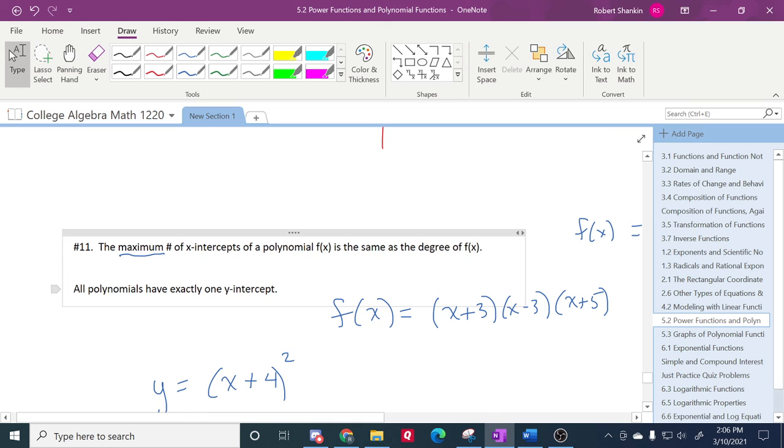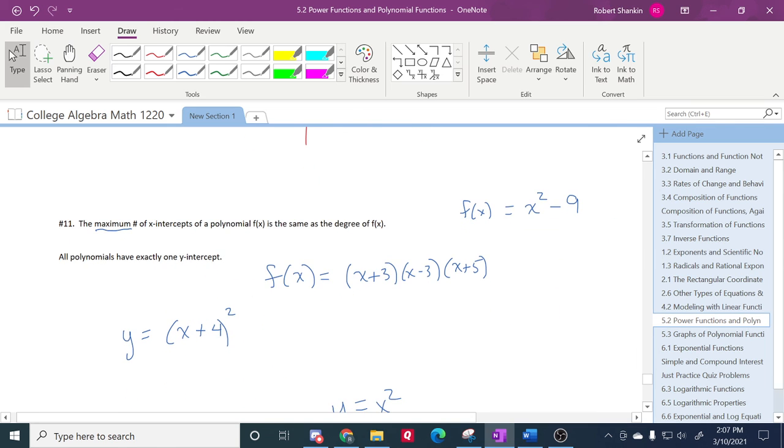Now, the maximum number of x-intercepts of a polynomial f of x is the same as the degree of the polynomial f of x. All polynomials have exactly one y-intercept. So let's look at these.